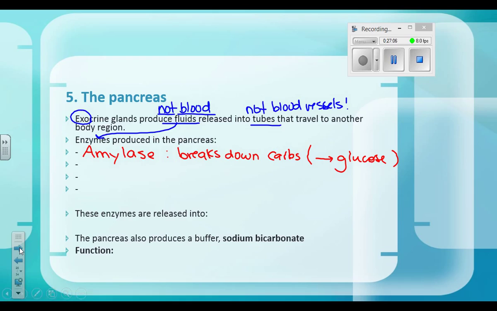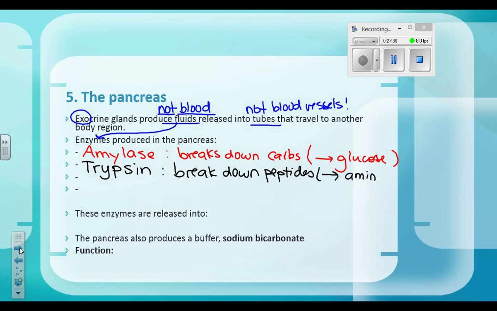The second thing that is produced in your pancreas is trypsin. Trypsin, even though it doesn't end with ASE, is still an enzyme. And this breaks down peptides, so protein molecules. And they would be broken down into amino acids eventually.